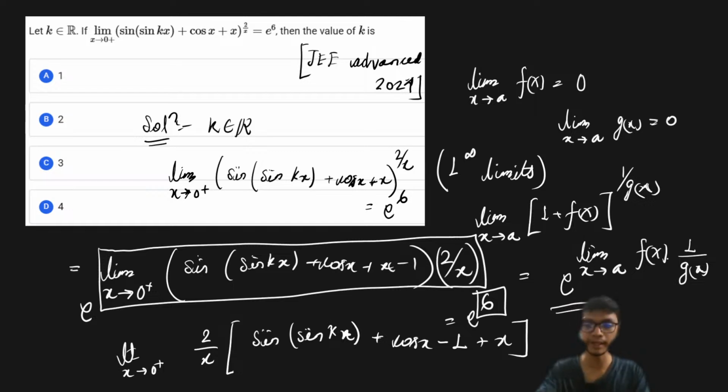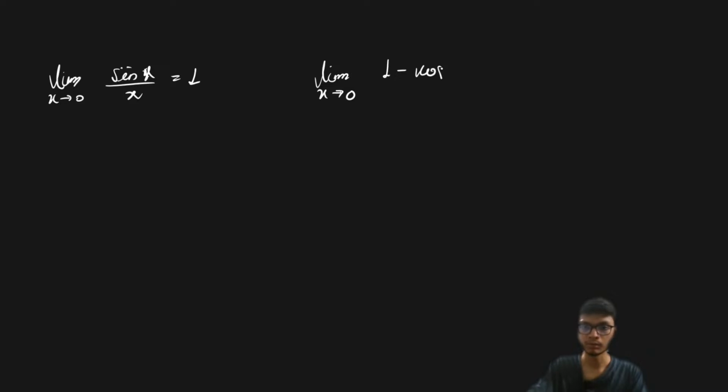Now what I'm going to do over here is simply use the forms that I know. Whenever the limit as x tends towards 0 of sin x by x, it is equal to 1, and similarly the trigonometric limit as x tends towards 0 of (1 minus cos x) divided by x square is equal to 1 upon 2, so the limit of (cos x minus 1) by x square is minus 1 upon 2.